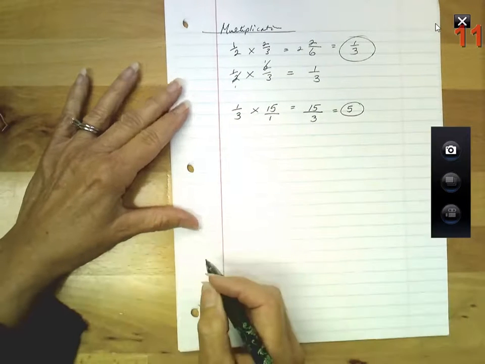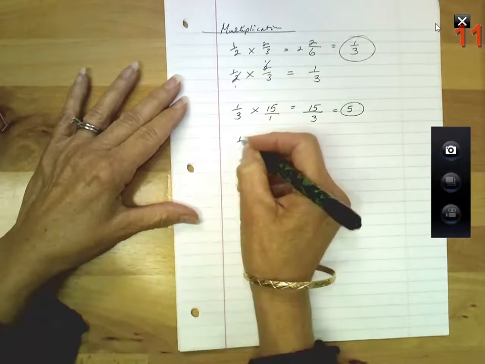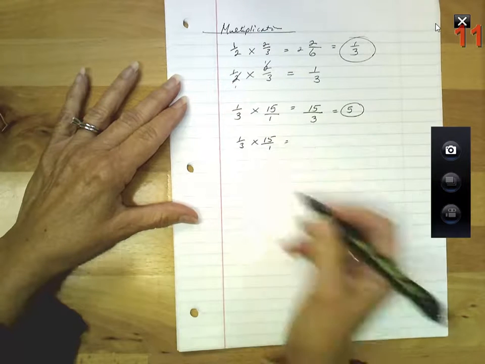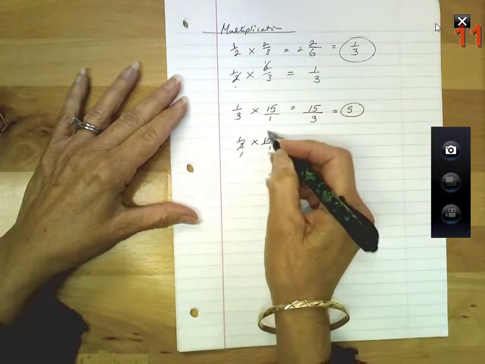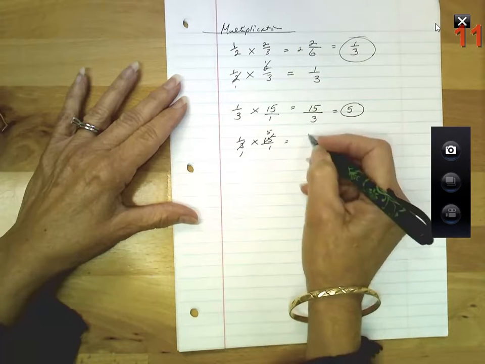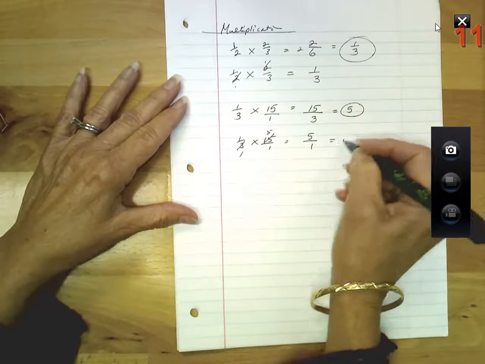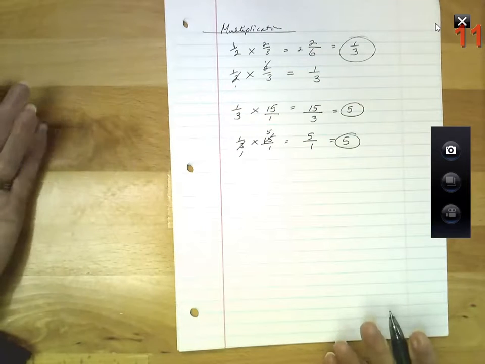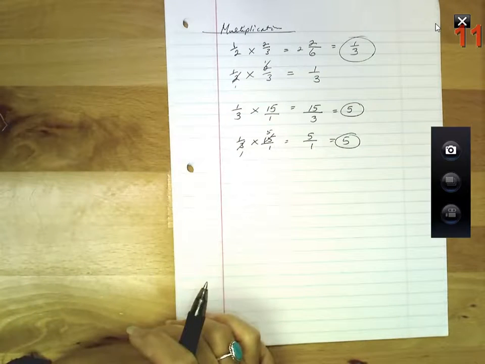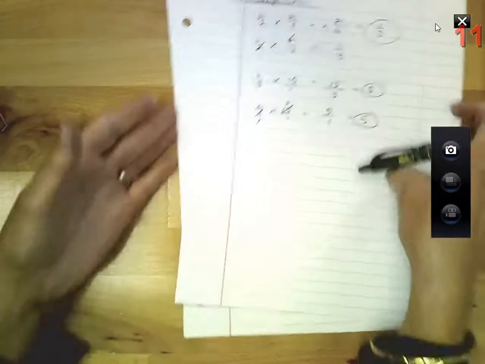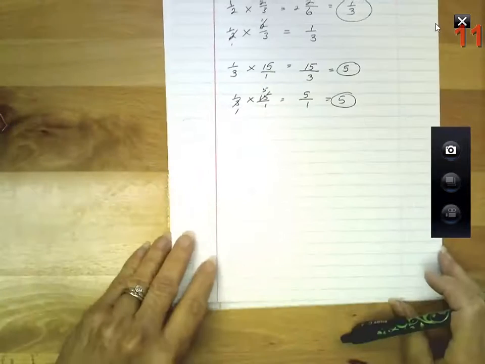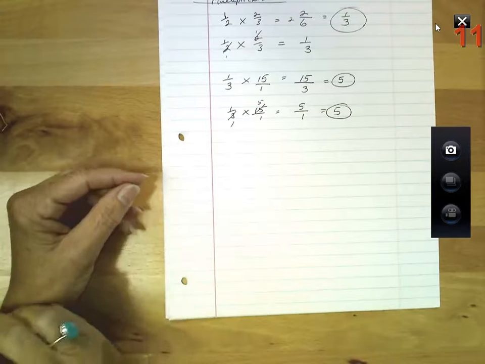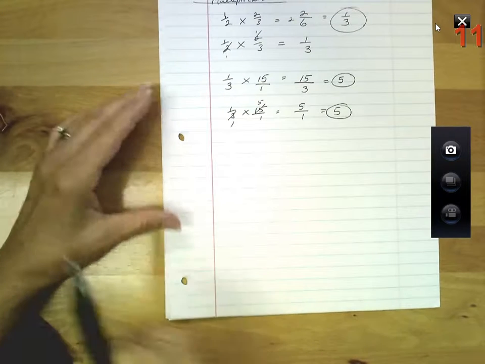Now, if you wanted to cancel, it makes it an easier problem by saying 3 goes into 3 one time, 3 goes into 15 5 times. 1 times 5 is 5. 1 times 1 is 1. So it just makes it a little bit simpler if you cancel, but you do not have to cancel. It's up to you. But your rule on multiplication is to multiply your numerators, multiply your denominators. If you see something to cancel, cancel it if you want to.